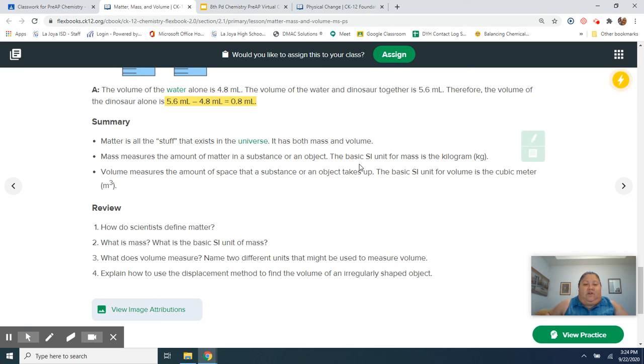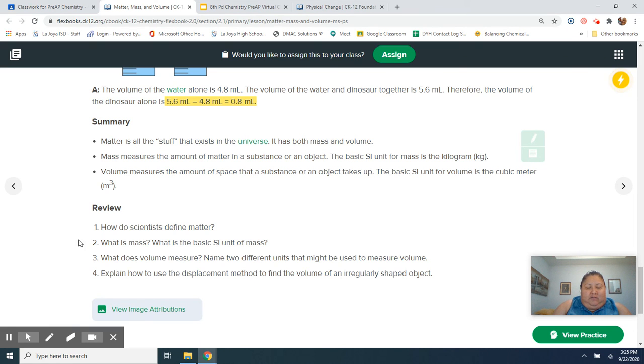Volume measures the amount of space that a substance or an object takes up. When it comes to the units for volume, there's so many, right? For mass, it's the kilogram and the gram. For volume, it could be cubic meter, it could be liter, it could be cubic centimeter, or it could be milliliter. Four units right there for volume.